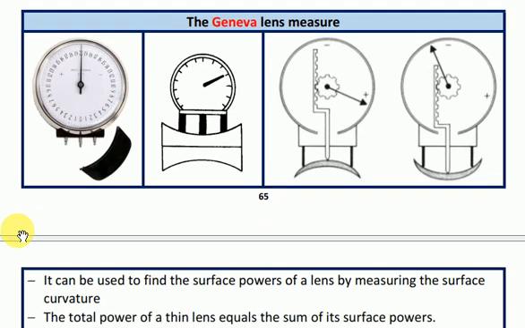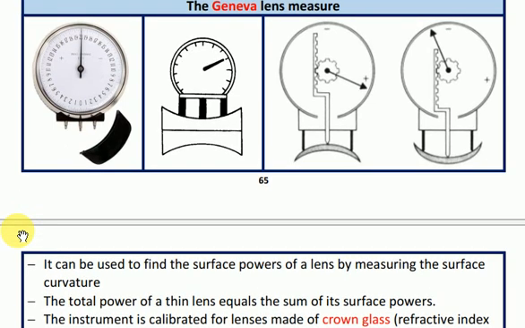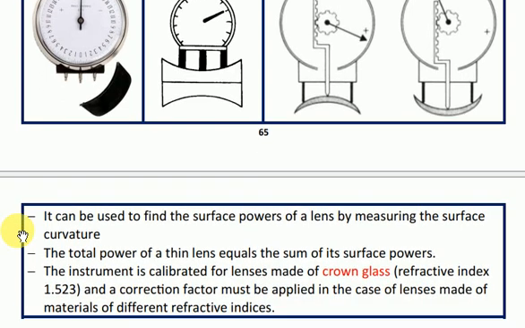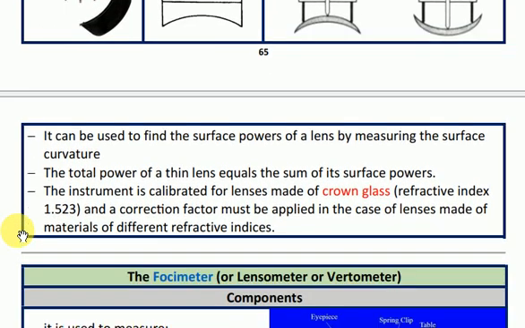The Geneva lens measure can be used to find the surface power of a lens. By measuring the surface curvature, we can find the surface power, and then the total power of a thin lens equals the sum of these surface powers. This instrument is calibrated for lenses made of crown glass only. The refractive index is 1.523, so a correction factor must be applied in the case of lenses made of materials of different refractive indexes.